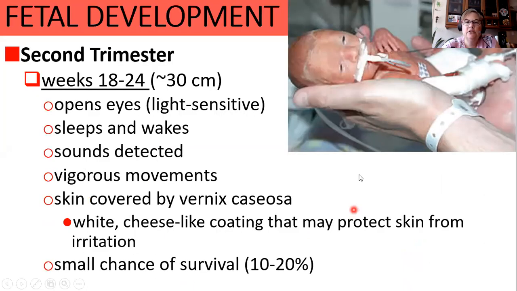By the end of the second trimester, baby is about 30 centimeters in length, so about this long. Opens eyes, so opens and shuts eyes. Some babies will respond if you shine a flashlight on your abdomen. Sleeps and wakes. Usually their sleep-wake cycle is different than mom's sleep-wake cycle.